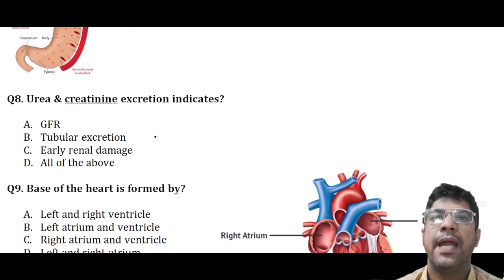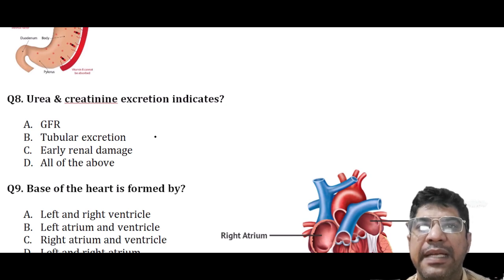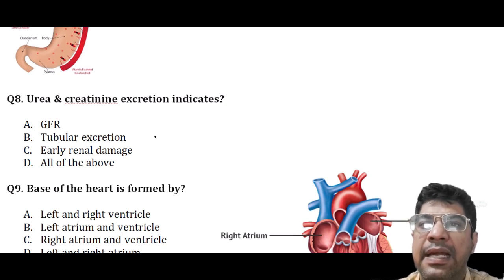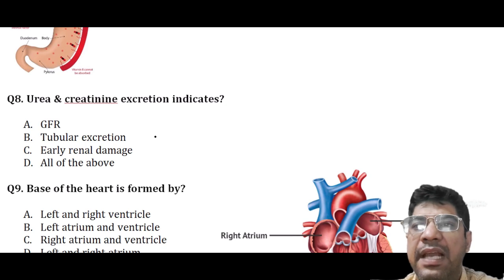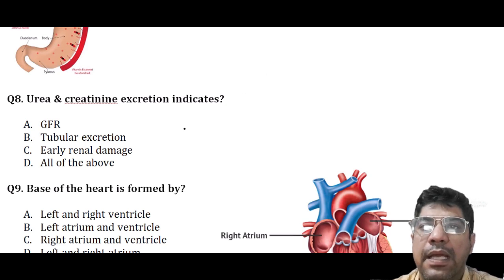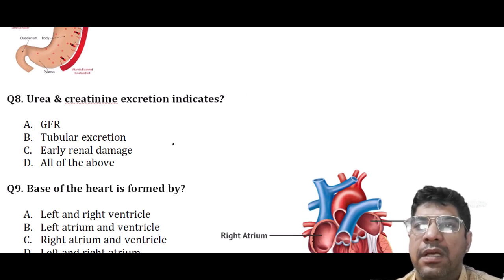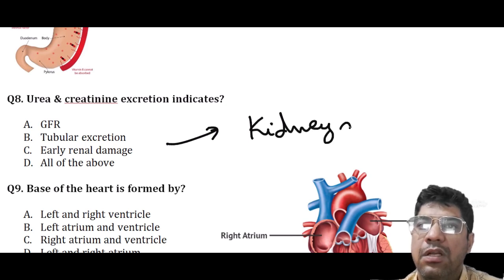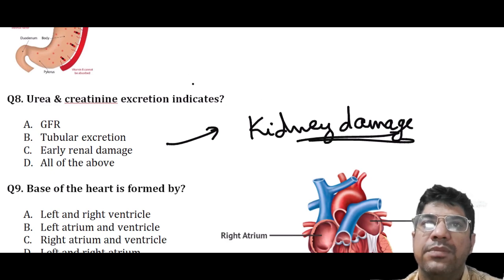The urea and creatinine excretion indicates early renal damage. Urea and creatinine excretion can indicate early renal damage. An increase in the level of urea and creatinine in the urine may suggest that the kidneys are not functioning properly and there may be kidney damage. So that can give an early indication of renal problems.